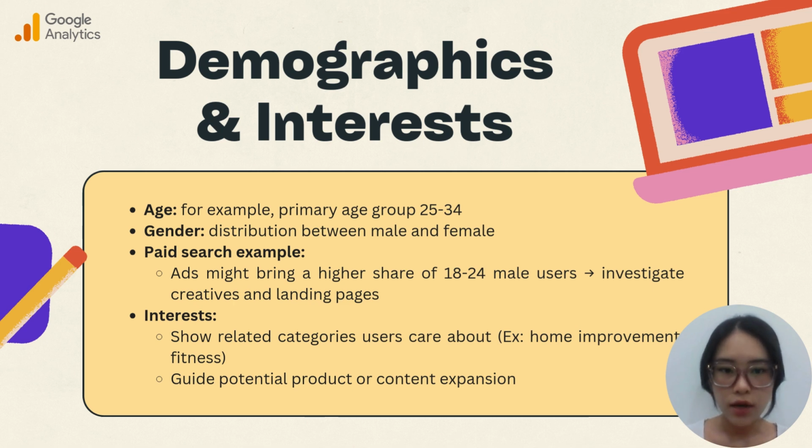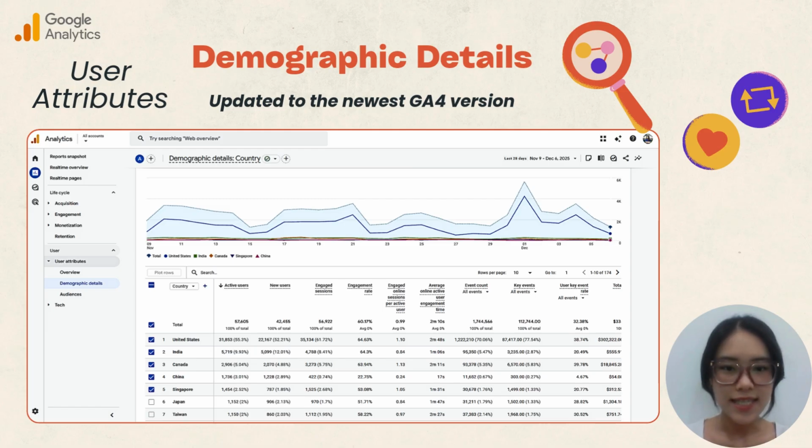Interest reports show related categories users care about, such as home improvement or fitness, and they can guide potential product or content expansion. This is the demographic details in GA4 by country with both time series charts and detailed tables. It helps us to see how user demographics change over time.